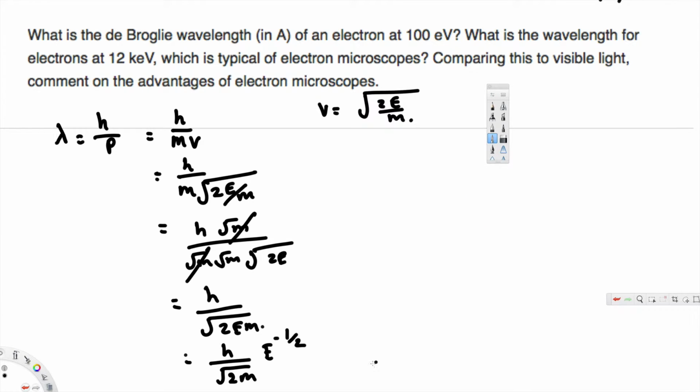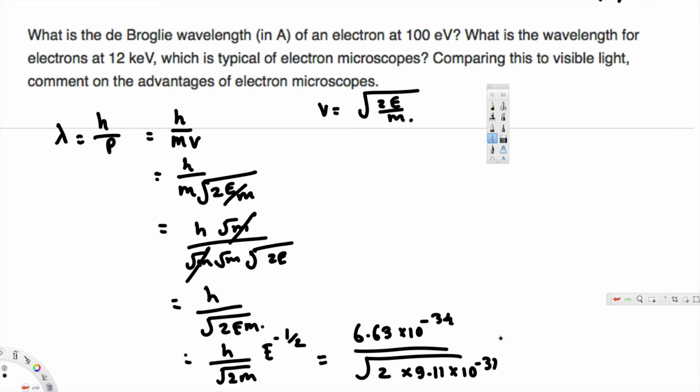Now let's go ahead and plug in the values. Planck's constant is 6.63 times 10 to the power of negative 34, and we have square root of 2m. 2 times the mass of the electron, 9.11 times 10 to the power of minus 31, multiplied by energy. The given energy is 100 electron volts. Now we have to convert electron volts into joules. In order to convert, we multiply by 1.6 times 10 to the power of minus 19, to the power negative half, because we have a negative half power right here.